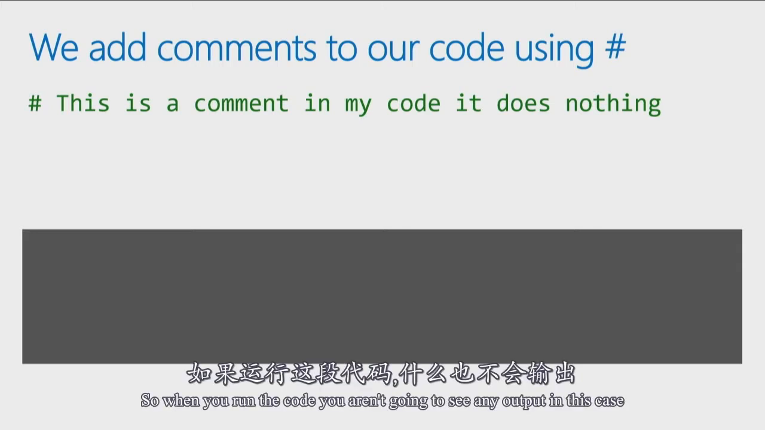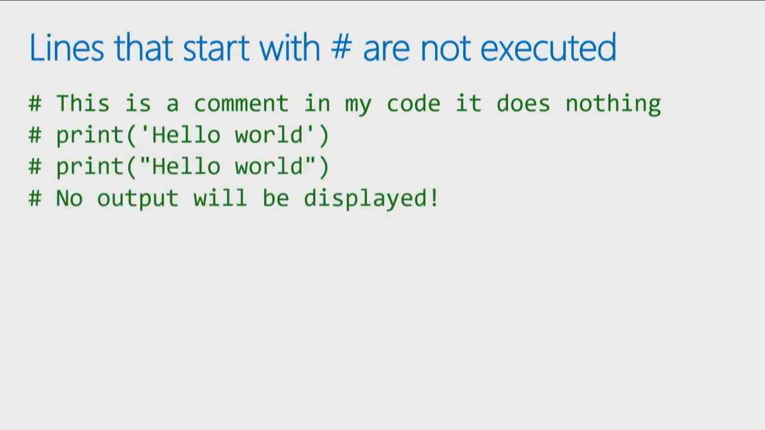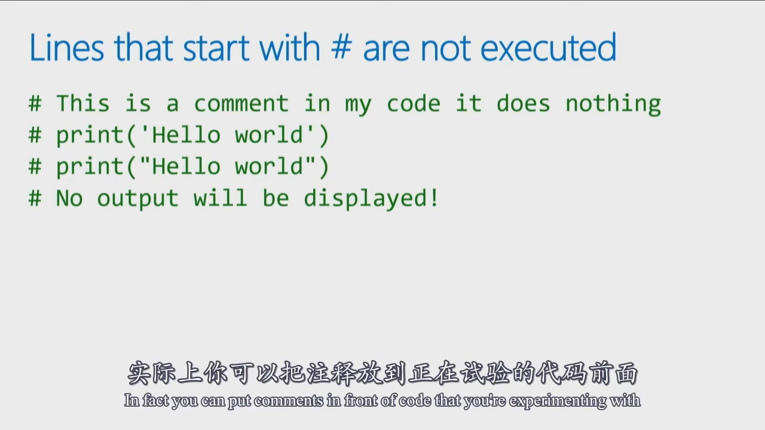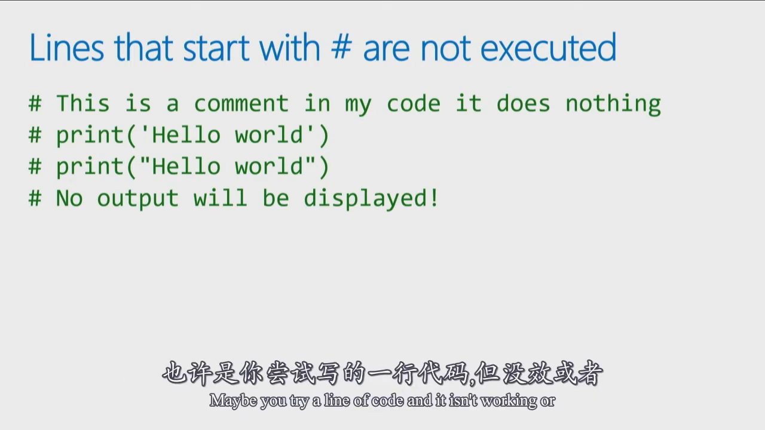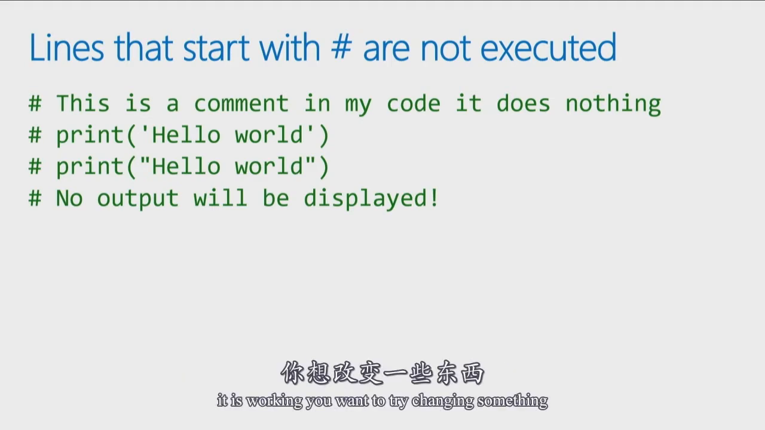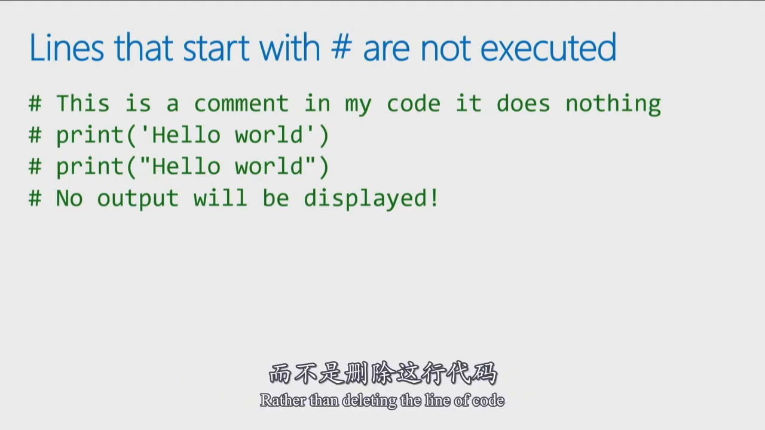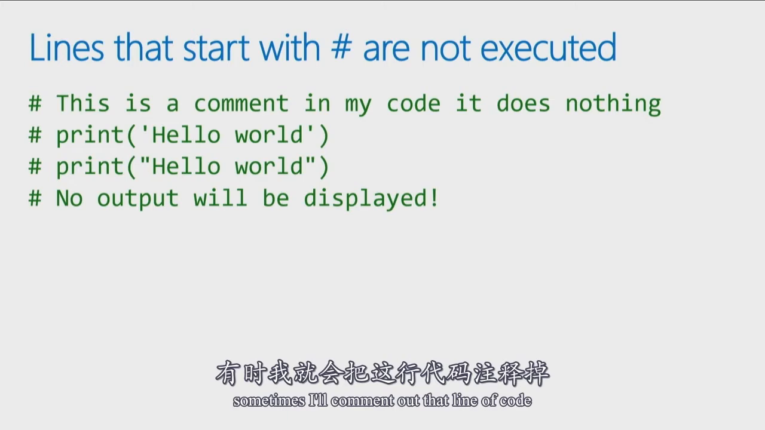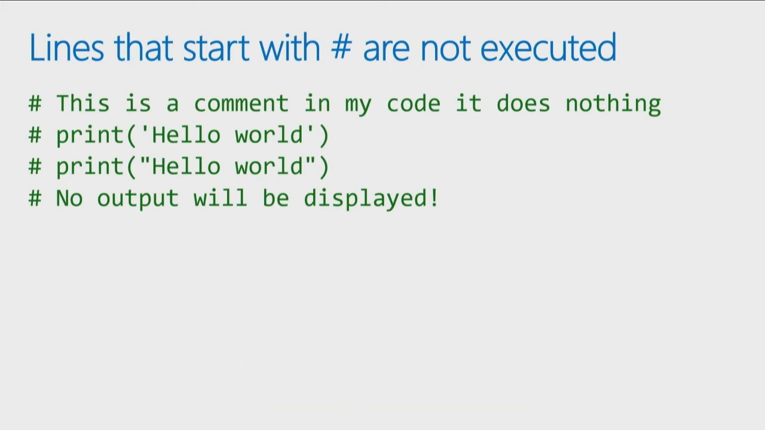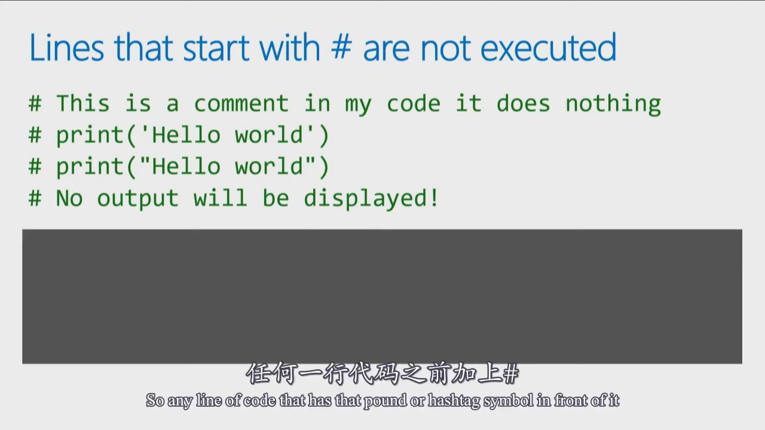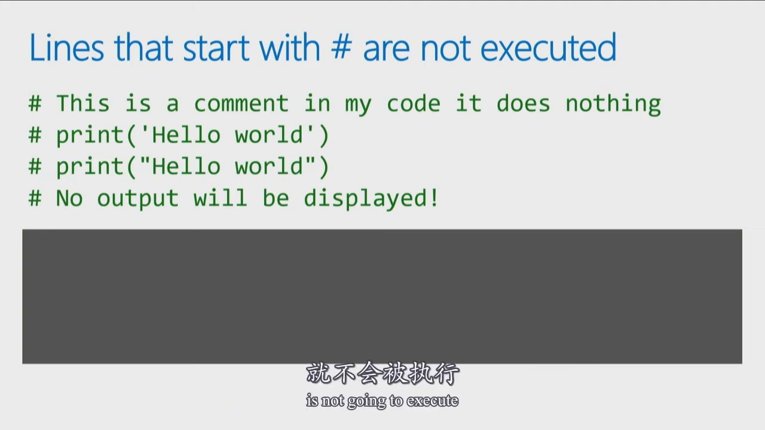So when you run the code, you aren't going to see any output in this case. In fact, you can put comments in front of code that you're experimenting with. Maybe you try a line of code and it isn't working, or it is working, you want to try changing something. Rather than deleting the line of code, sometimes I'll comment out that line of code and then try it again with the difference. So that way I don't lose the old code, I just comment it out in case I need it back. So very useful. So any line of code that has that pound or hashtag symbol in front of it is not going to execute.